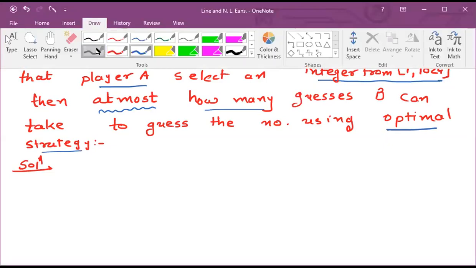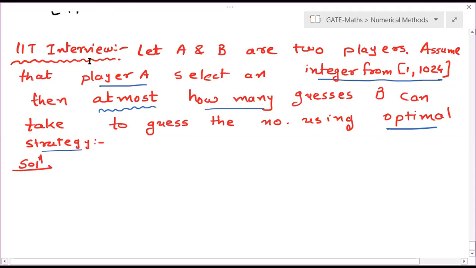Now, you know this bisection method. Okay. B has to find which number A has assumed. A has already assumed one number and B has to ask A, tell me, is your number this or not, is your number this or not, right? B is going to ask only this kind of question. Okay. So here B is going to ask questions to A.